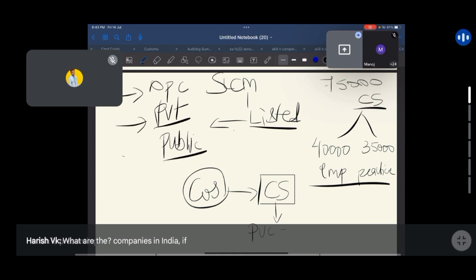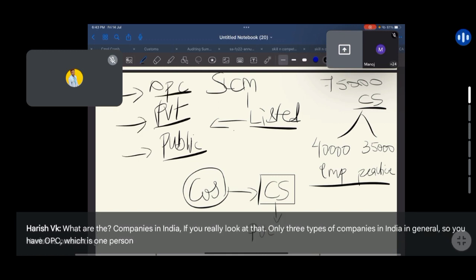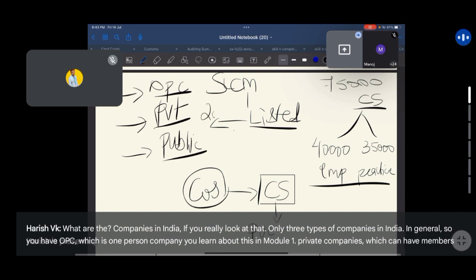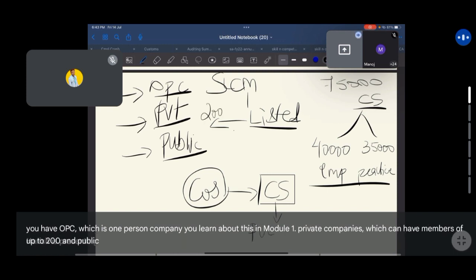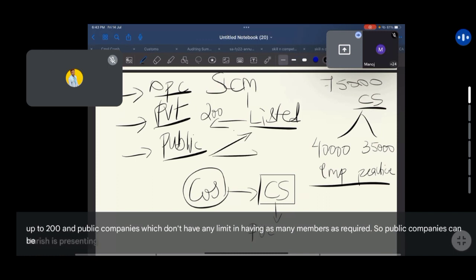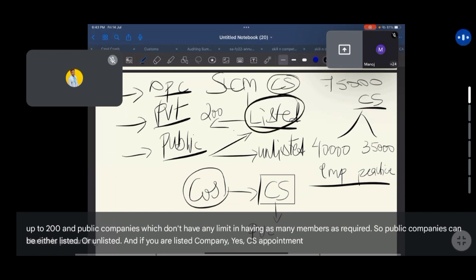If you really look at it, there are only 3 types of companies in India in general. So you have OPC, which is one-person company. You'll learn about this in module 1. Private companies, which can have members of up to 200, and public companies, which don't have any limit in having as many members as required. So public companies can be either listed or unlisted. And if you're a listed company, yes, CS appointment is compulsory for all listed companies, obviously.